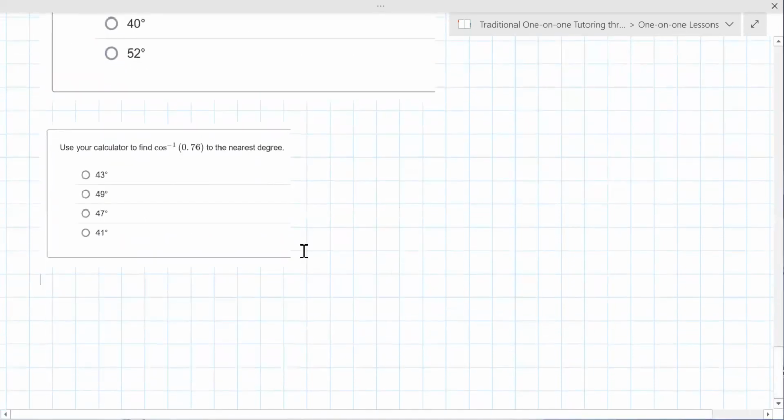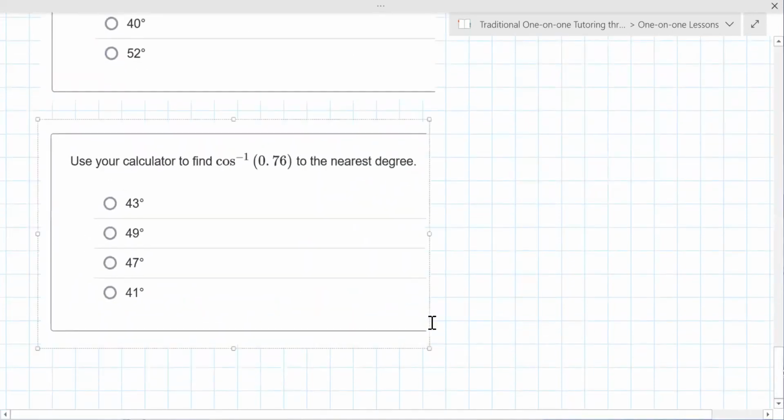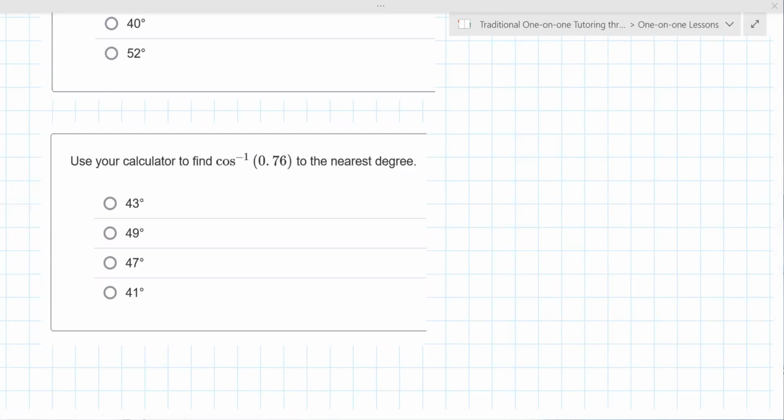All right, there it is. Okay, that's weird. I get something different from what they're asking. Did you use the cosine inverse? Yes. Oh, I found out why. Did you use 0.76? Yeah, I put in 0.076. Now I got it. 41. Good.